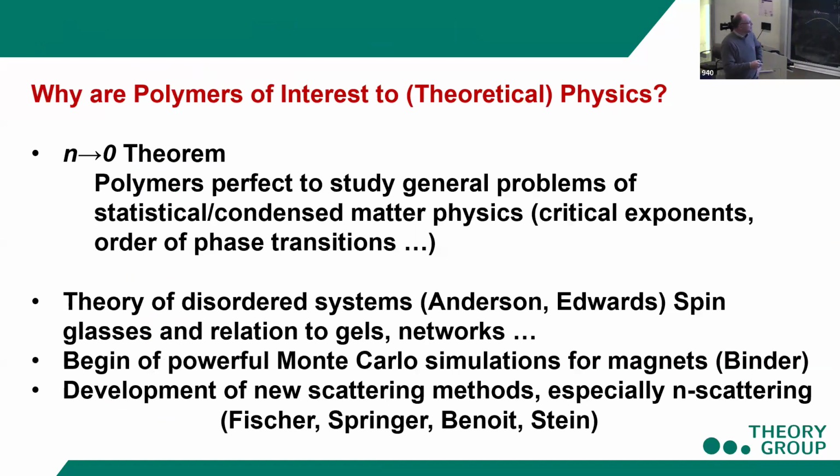Together with that, that was the time when not only the N2 theory came up, but also there was a lot of theory about disordered systems, Edwards-Anderson, spin glasses, and so on, the relation with Edwards went on to gels and networks and so on. It was the time of the beginning of powerful Monte Carlo simulations for simple spin systems, Ising models and so on. And then neutron scattering also developed rapidly. Here are just a few names: Fischer in Mainz, Springer in Jülich, Benoit in Strasbourg, and Stein in Amherst, and many others.